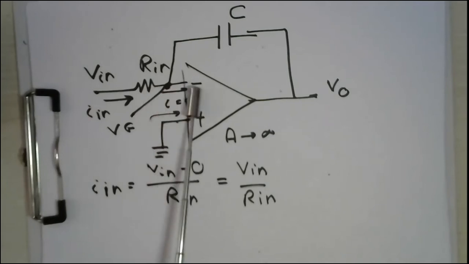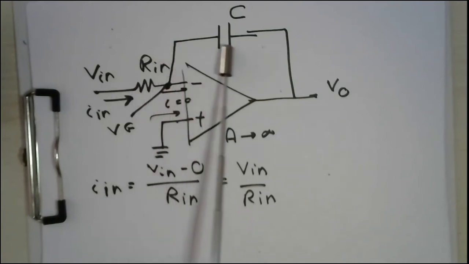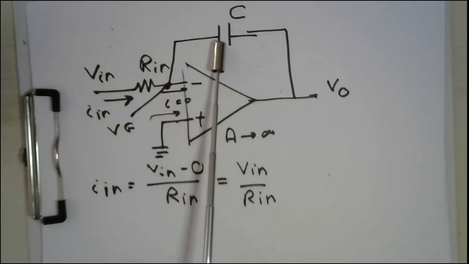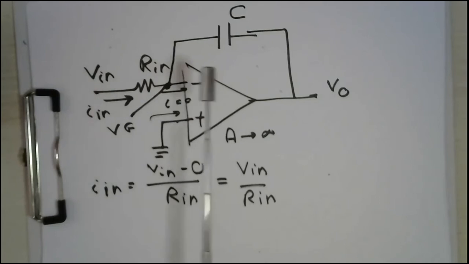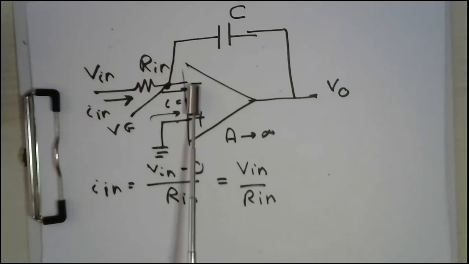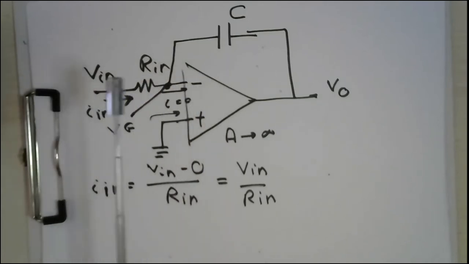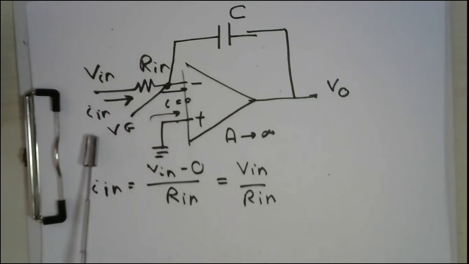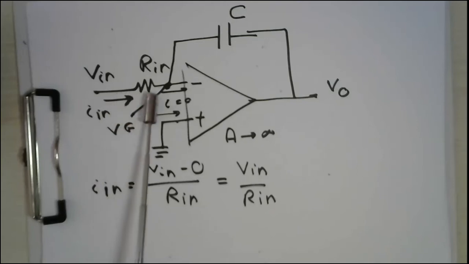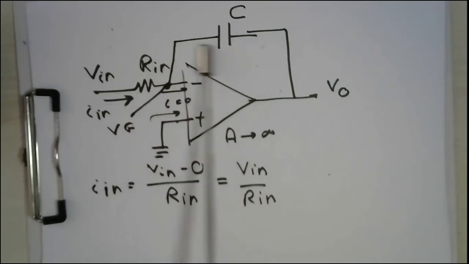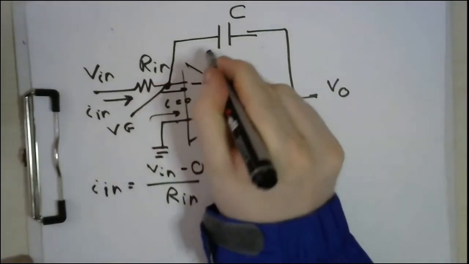Either to go to the operational amplifier, which is impossible because this is an ideal operational amplifier, or to flow to the capacitor, to charge the capacitor. So knowing that no current is flowing inside the operational amplifier, we can easily say that all the current flowing in this Rin resistance will go to the capacitor. So let's call this, for example, IC or whatever.